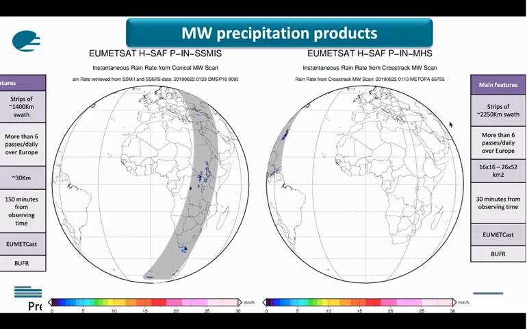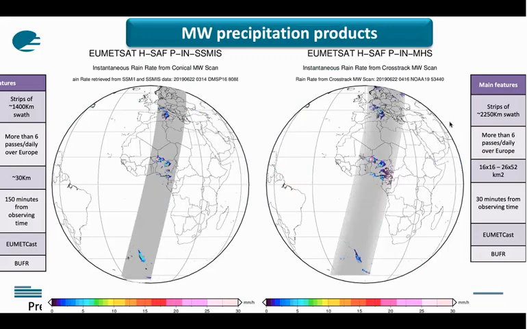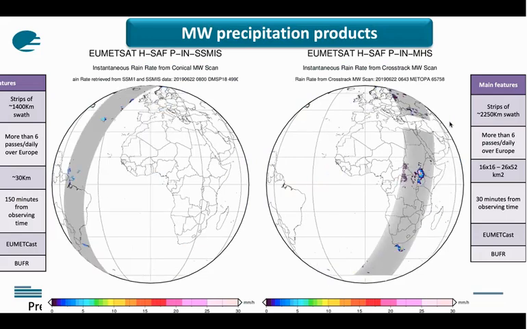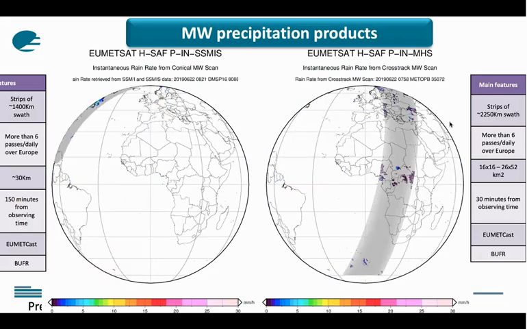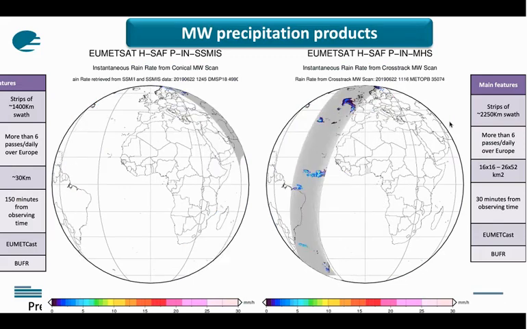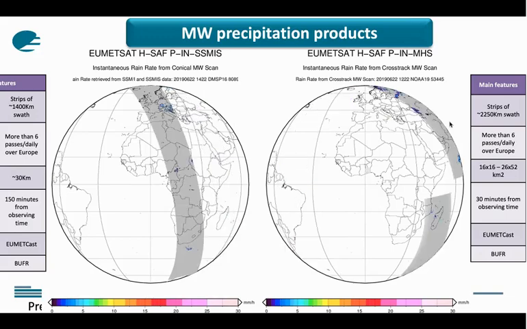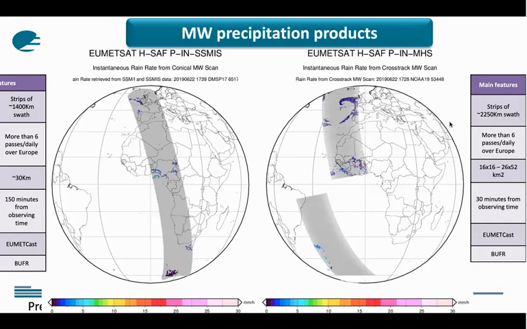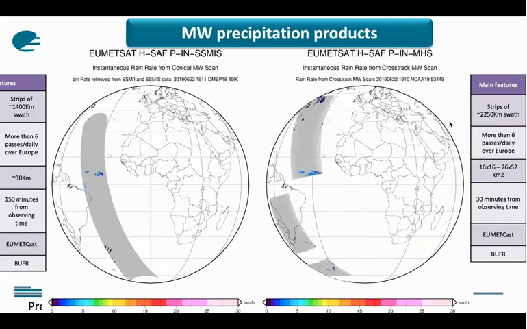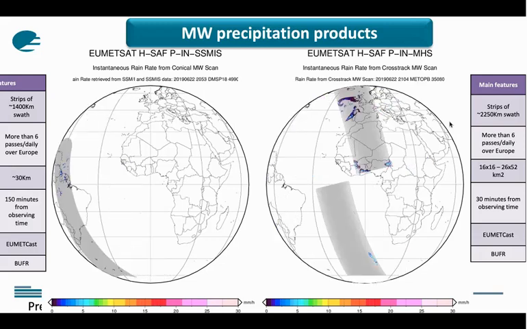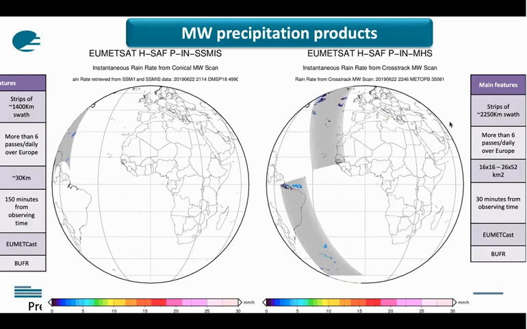So, as I said before, we have three different typologies of products. The first one, the precipitation products, is the topic of this training, and I will shortly introduce only the main categories of the precipitation products in HSAF. The first one is the microwave precipitation products. You can see here some examples of this kind of product.